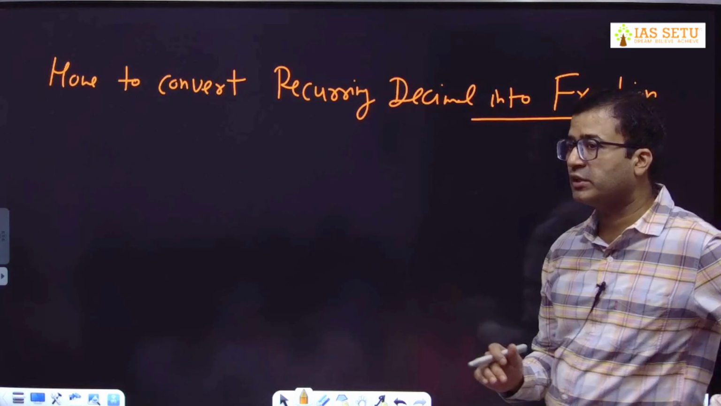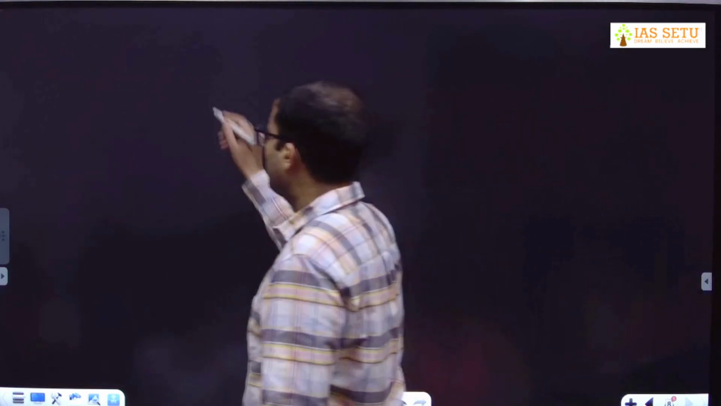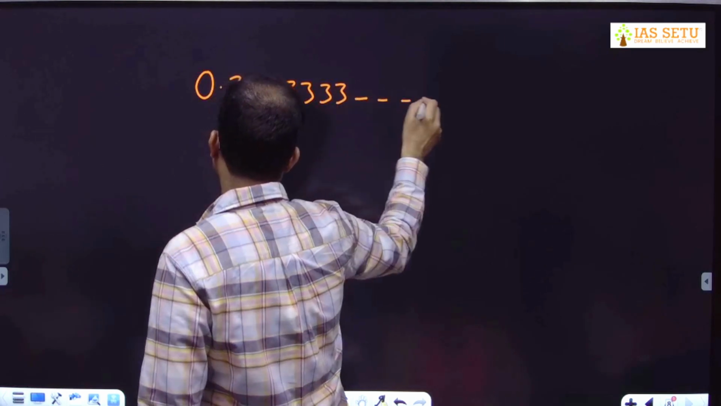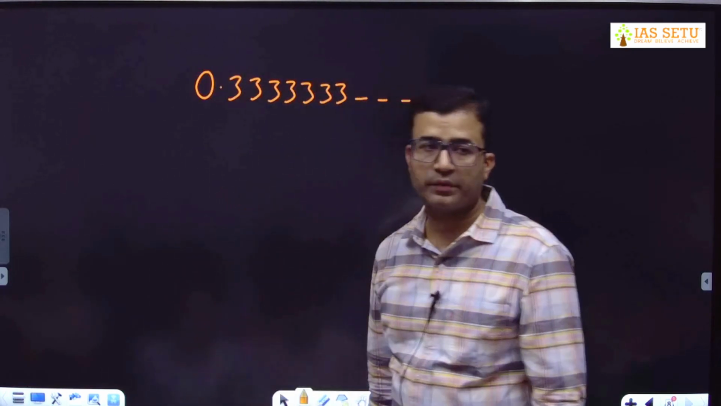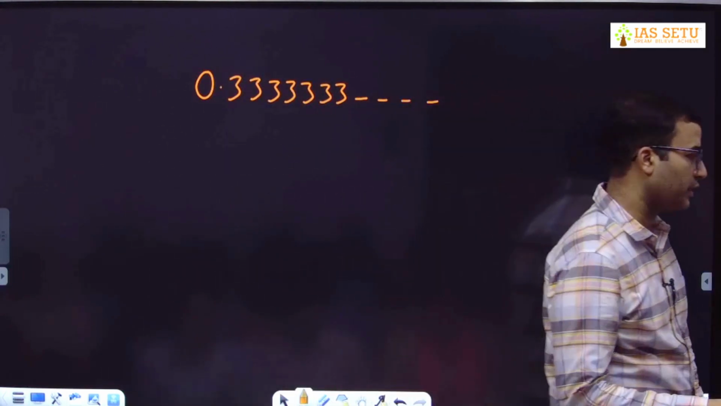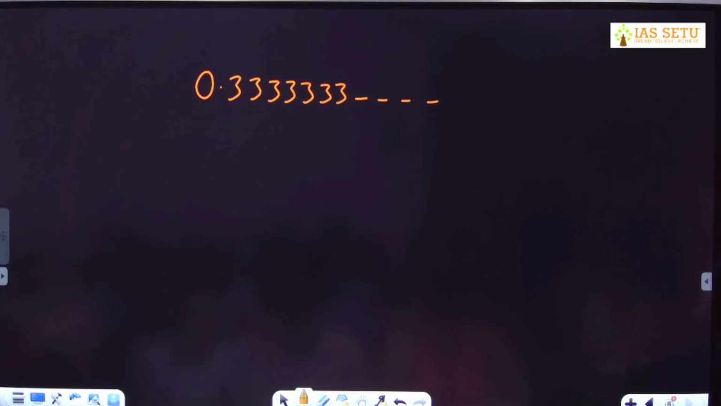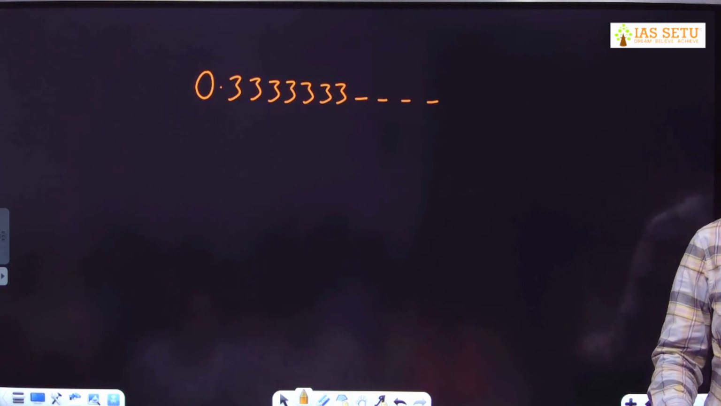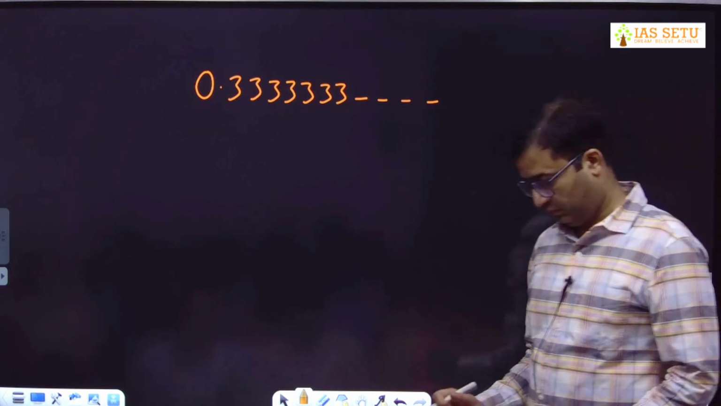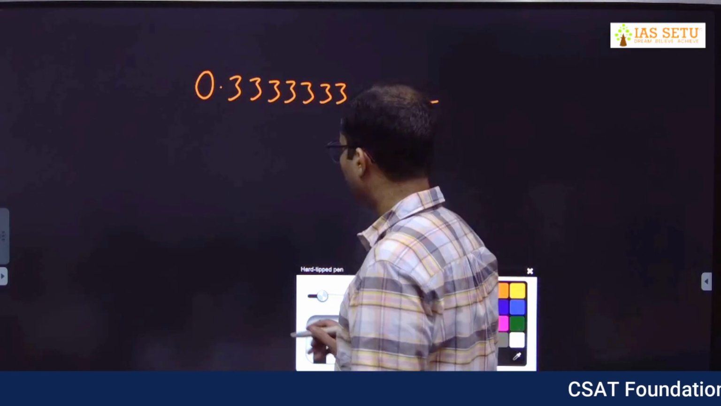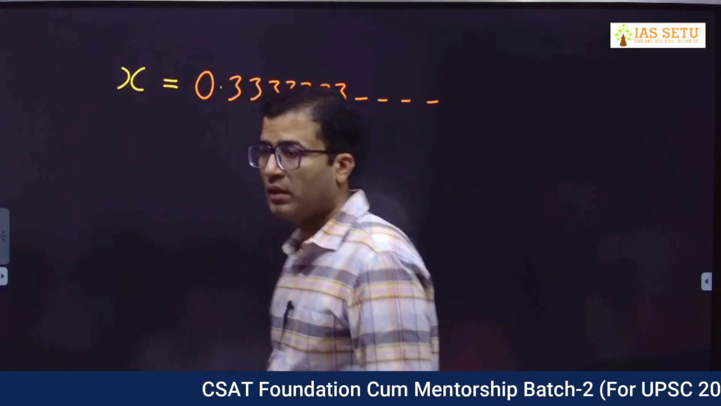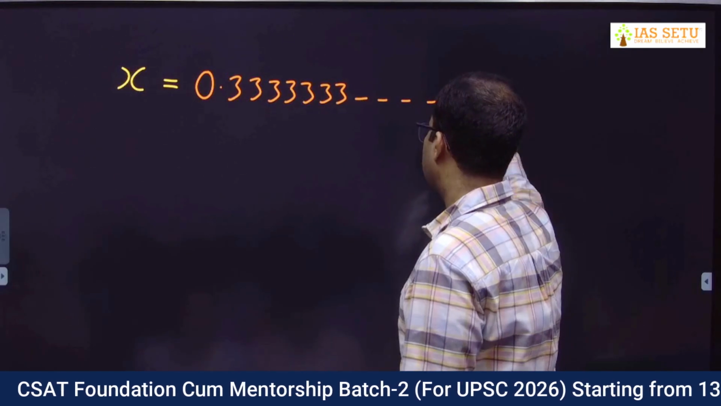Like, I take one question: 0.33333. We have to convert this recurring decimal into fraction. I will tell you two methods. One is the long method, another is the shortcut. We take it as x. We call it equation number 1.